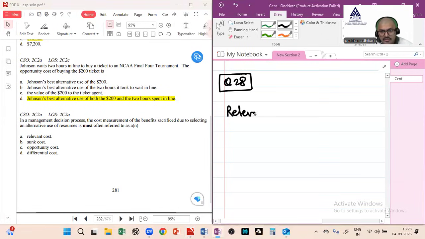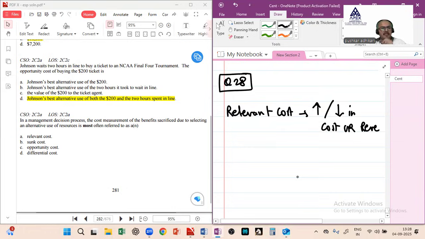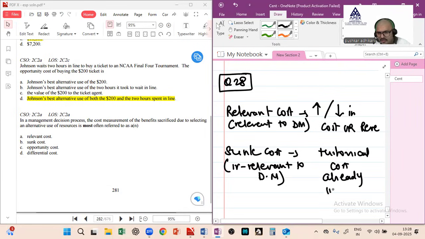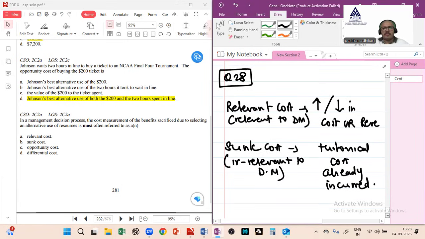A relevant cost is either an increase or a decrease in cost or revenue. Please try to understand this. That's a relevant cost, and a relevant cost is, of course, relevant to decision making. A sunk cost is irrelevant to decision making. It is a historical cost already incurred.